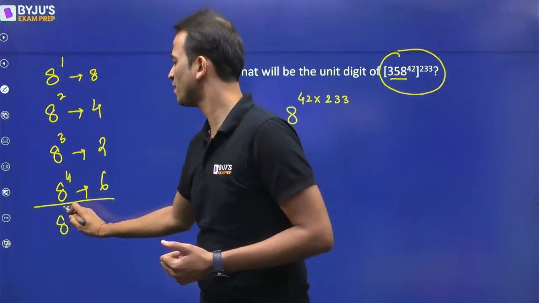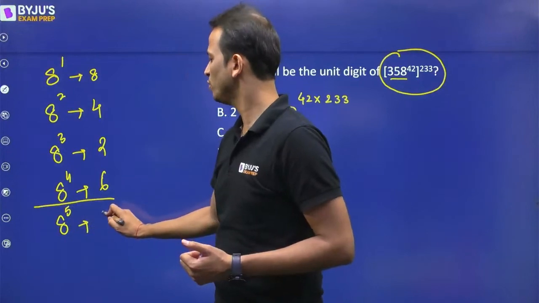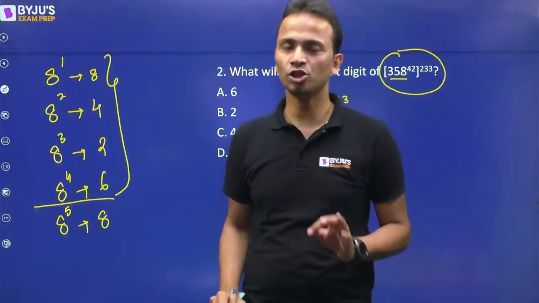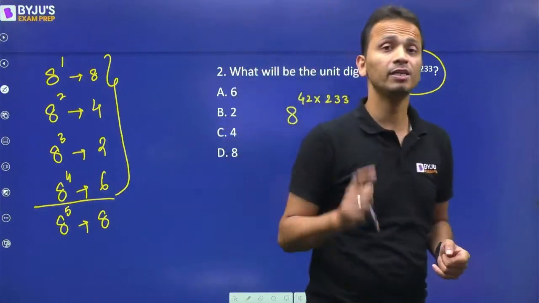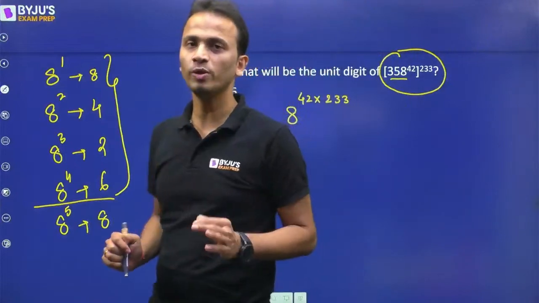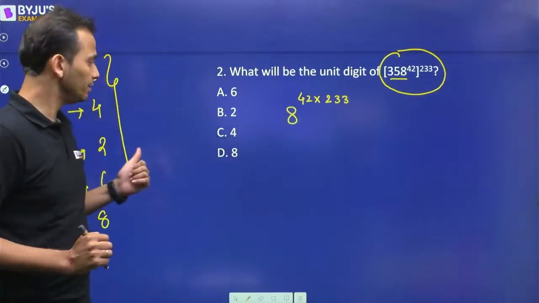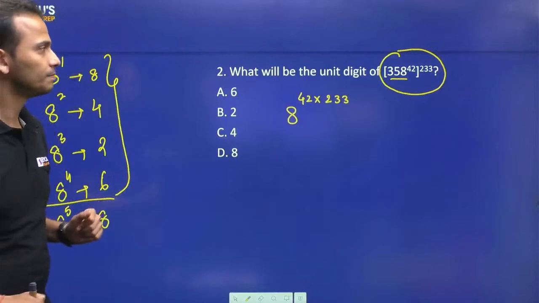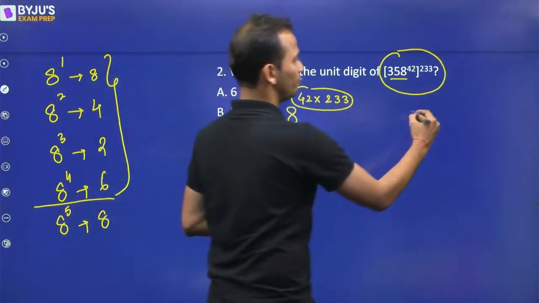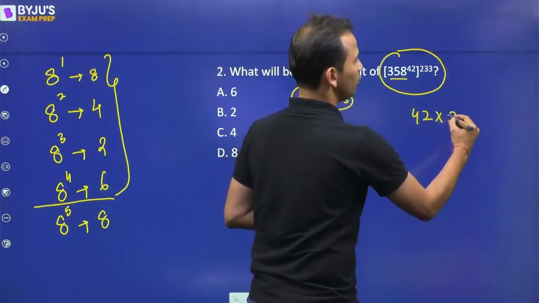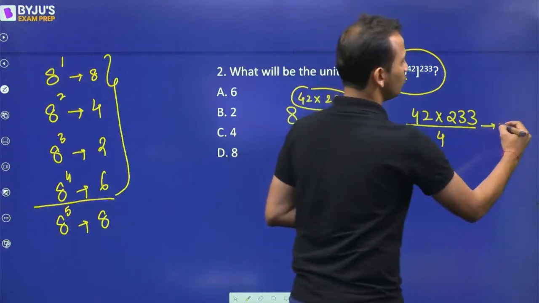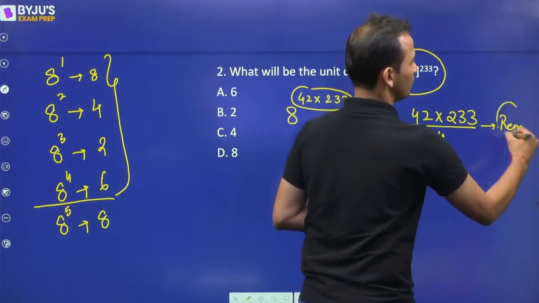So 8 raised to the power 5 का जो unit digit होगा, it will again be 8. So I can say that cyclicity for the repetition of unit digits for the powers of 8 is 4. So after every fourth power, the unit digit will repeat in the powers of 8. ठीक है? So अब करना क्या है? मुझे क्या करना है? ये जो पावर है, इतना बड़ा पावर है 42 multiplied by 233. I have to divide it by 4 and find out the remainder. मुझे remainder find out करना है.